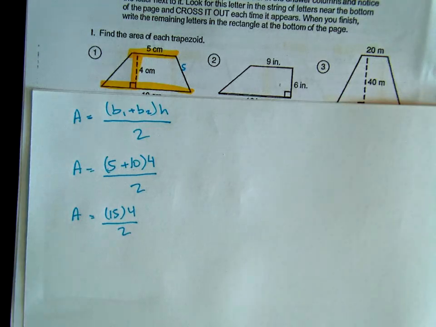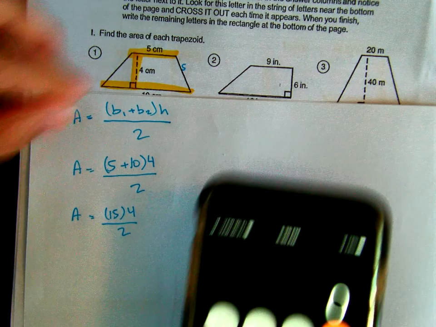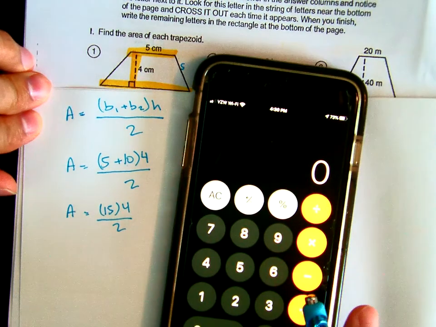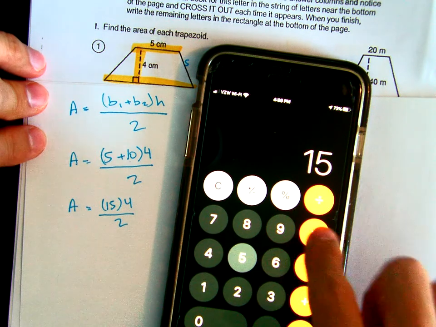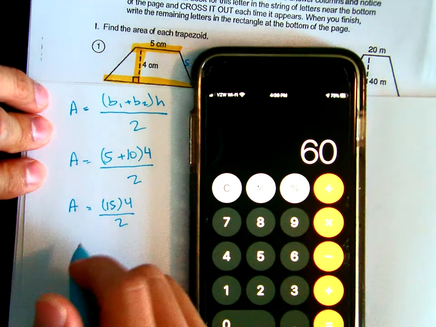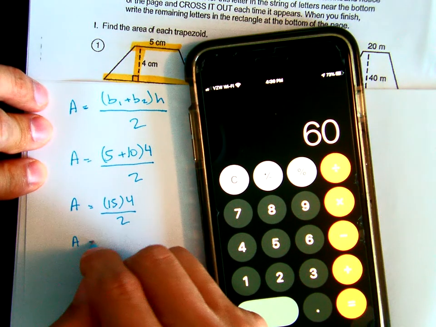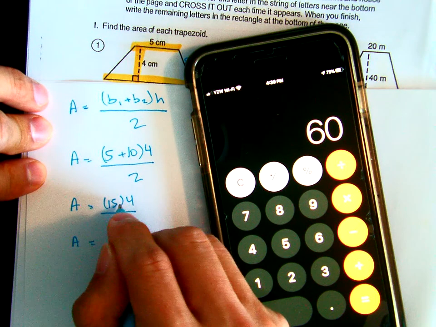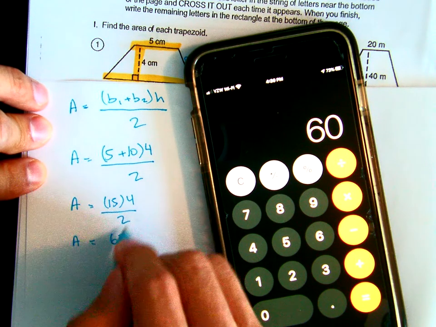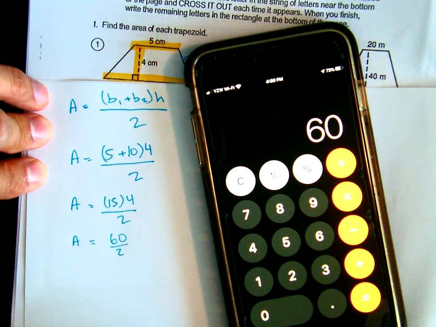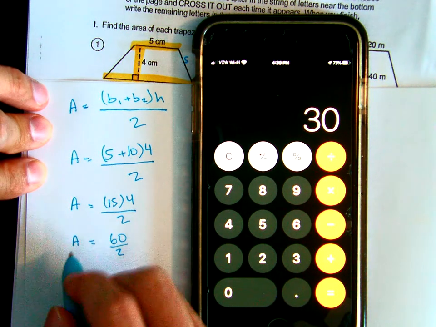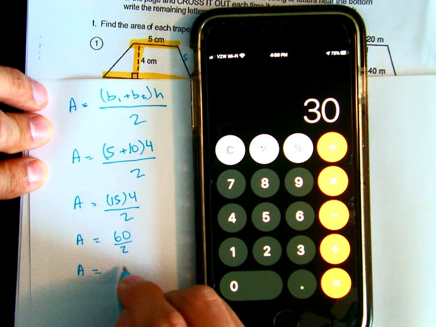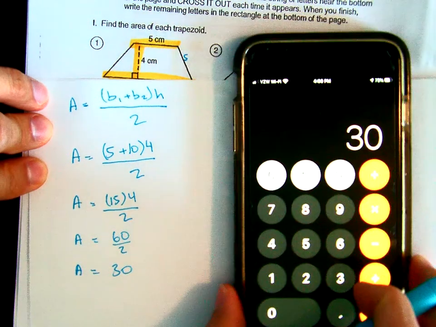So I'm going to pretend you guys don't know what 15 times 4 is. Many of you do, and if you don't, worry about it. So first thing we need to do is 15 times 4. Oh, that's 60. So let's simplify. A equals 60, because 15 times 4 is 60. But we didn't divide by 2 yet, so we need to do that. So now we have 60 divided by 2, which equals 30. So area equals 30. 30 what?